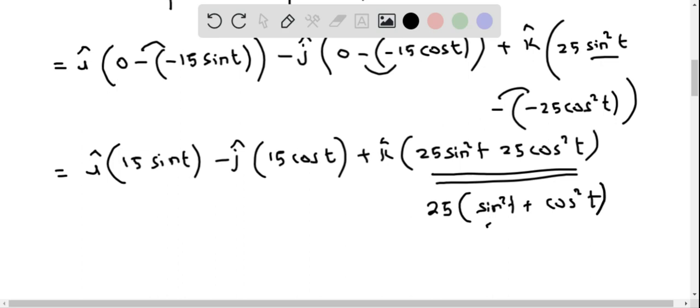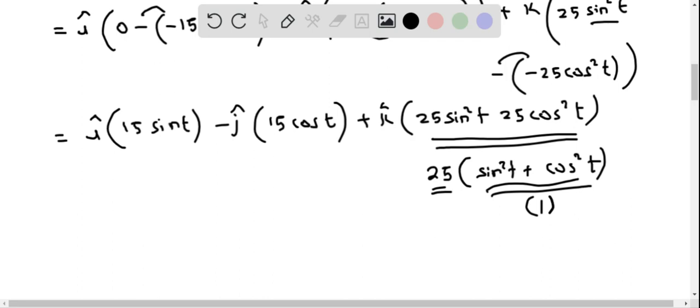The value of this expression is a standard Pythagorean identity in trigonometry. So sine square t plus cosine square t can be replaced by 1 using the Pythagorean identity. So then this becomes 25 times 1 equals 25. So in the next step, after k, I have only 25. Therefore, I can rewrite this in simplified form, where I put the constants in front and then put the unit vectors later on.